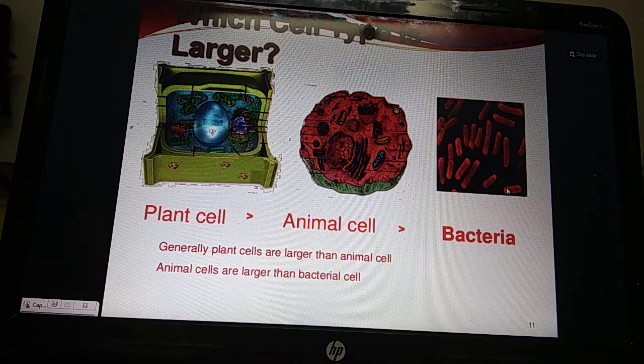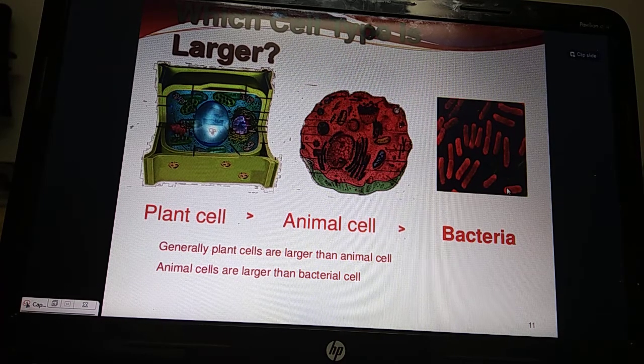So we see plant cell, animal cell, bacteria. Here you see that plant cells are larger than the animal cells, and they are larger than the bacteria. So next time we will discuss the types of cells, prokaryote and eukaryote.